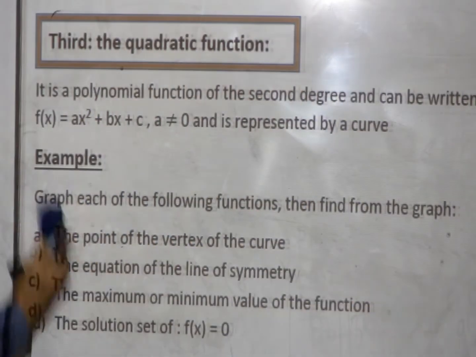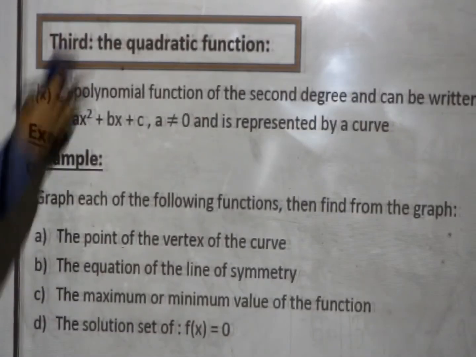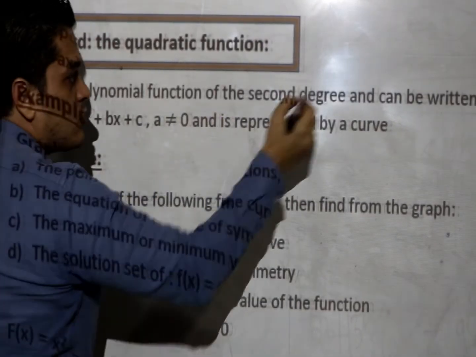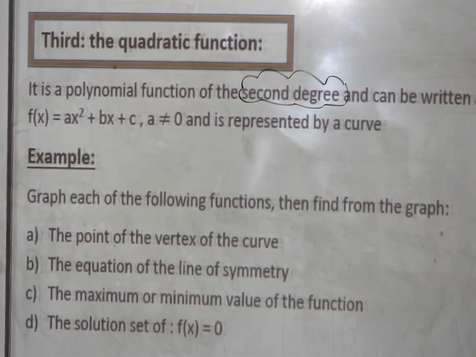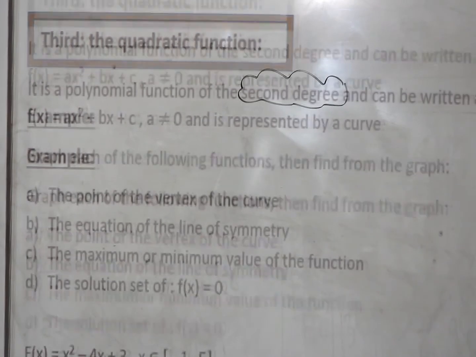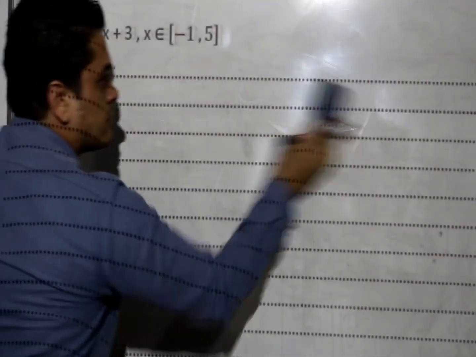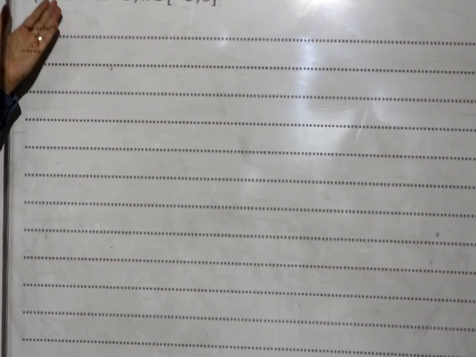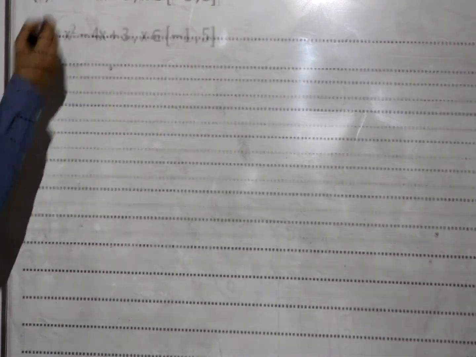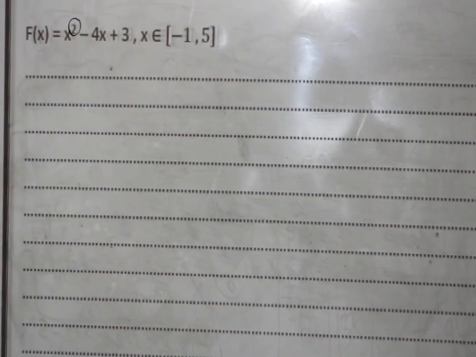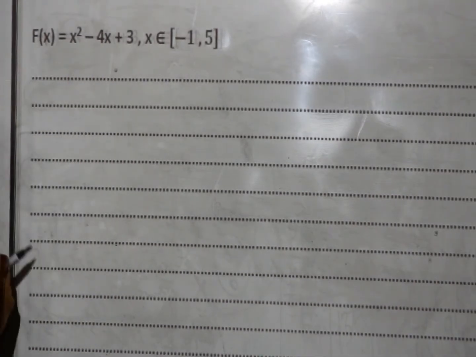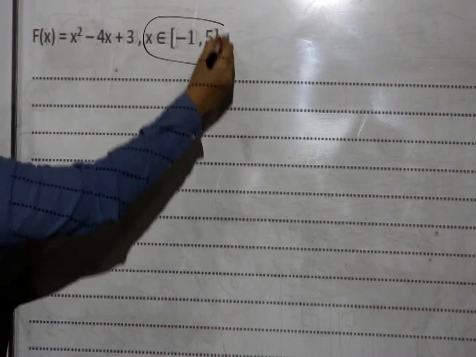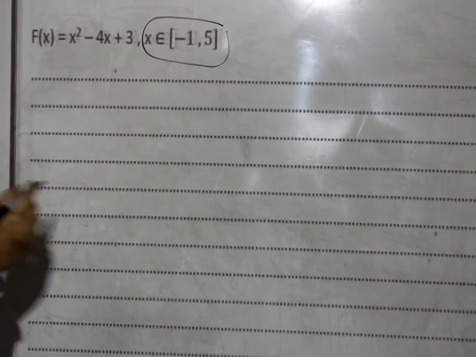The last one is called the quadratic function. What is the meaning of the quadratic function? It's a function of second degree. Second degree means your variable x raised to the power 2. For example, graph your function f of x equals x power 2 minus 4x plus 3, and this is called a quadratic function. Why a quadratic function? Because your variable is raised to the power 2. And your interval x belongs to from -1 to 5.